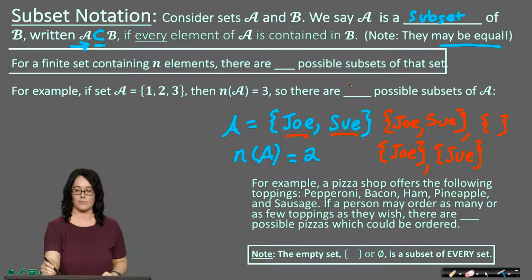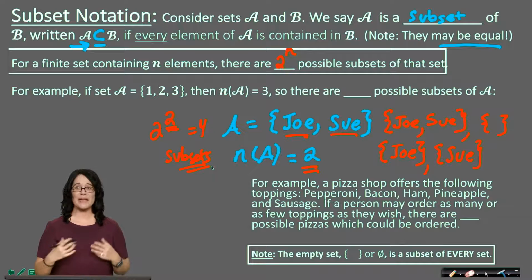So in this case, the equation is, oops, wrong place. Let's go back up here. 2, make it my color, 2 to the power of n, where n is the number of possible elements in your set. So in the case where I had 2 elements, I would say that there are 2 to the second, right, which is 4 possible subsets.